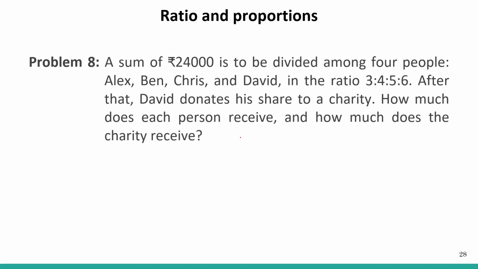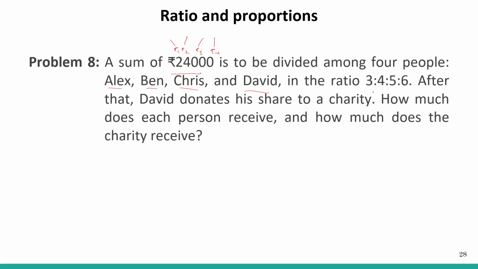So let's see problem number 8. A sum of 24,000 is to be divided among 4 people. People 1, 2, 3, and 4, so they are Alex, Ben, Chris, and David respectively.